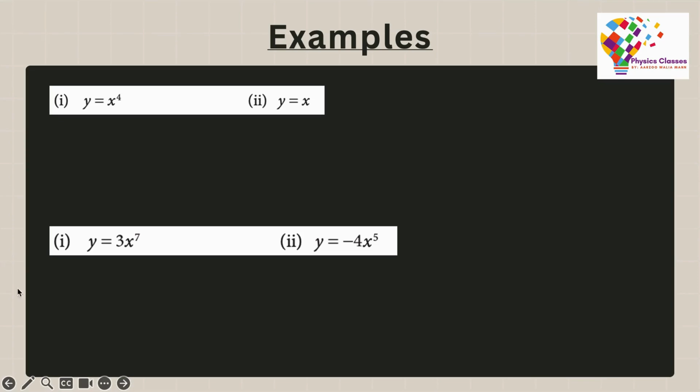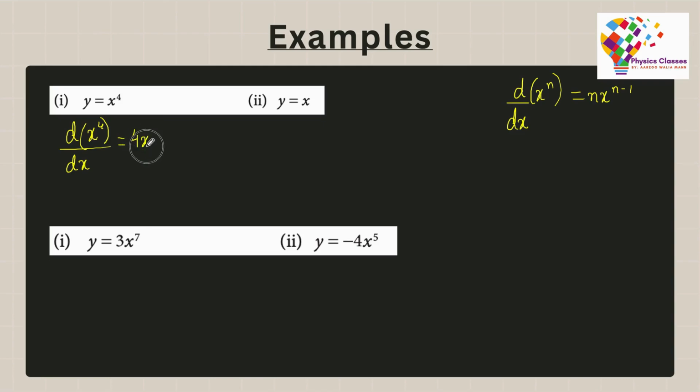Now, since we know the basic rules, let us try and work out some examples. The first question is y equals x to the power 4. To differentiate this expression, we simply have to remember the power rule. The power rule says that d by dx of x to the power n is equal to nx to the power n minus 1. So if I want to differentiate x to the power 4, then my n here is 4. So 4x to the power 4 minus 1, that is 3. Therefore, d by dx of x to the power 4 will be 4x cube.